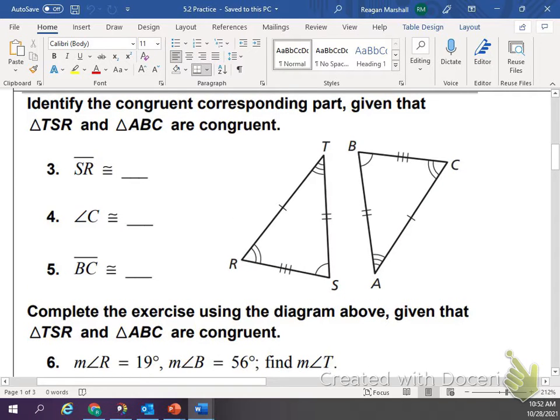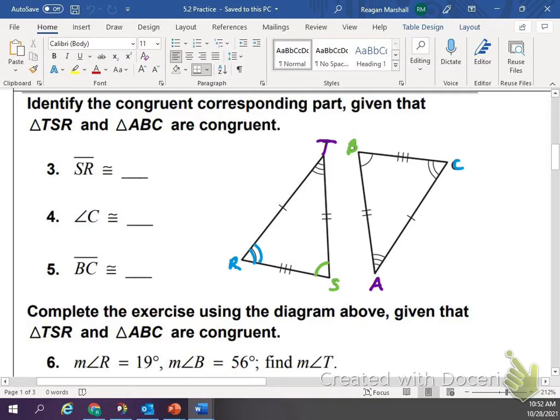Identify the congruent corresponding part, given that TSR and triangle ABC are congruent. So it says SR. Before we even begin, what does S correspond with on the other triangle? B. S corresponds with B, and we know that because they both have one arc. R has two arcs. What does it correspond with on the other triangle? C. And then T has three arcs, which means it corresponds with A.